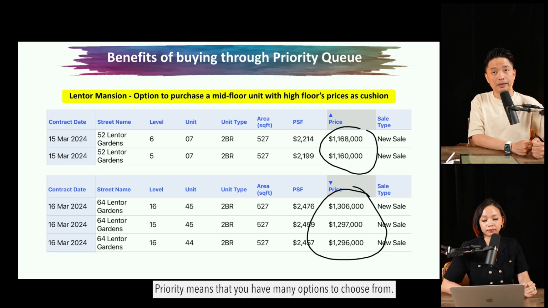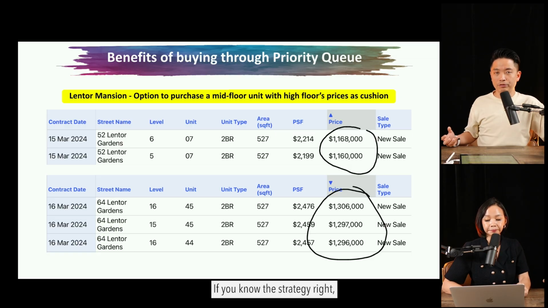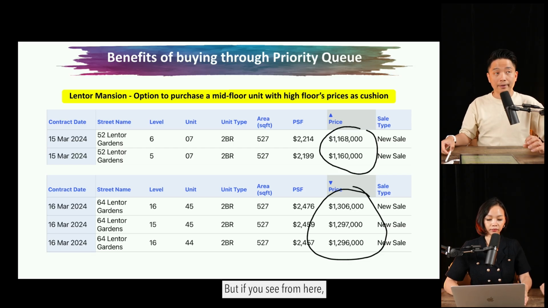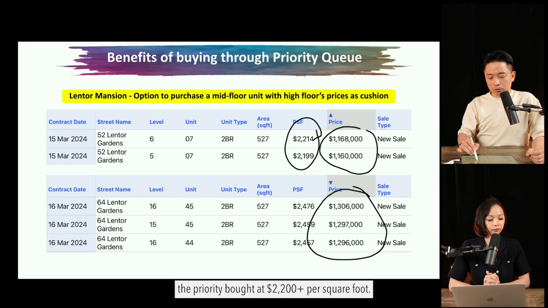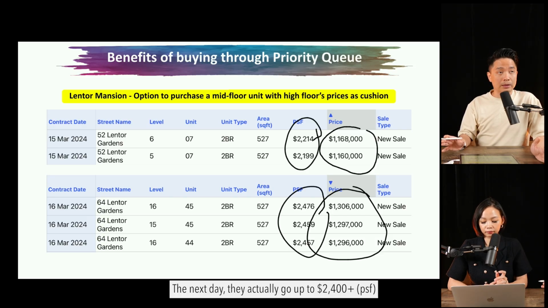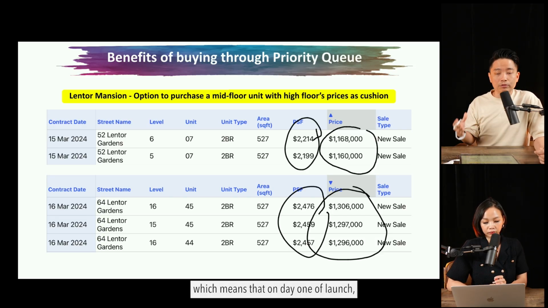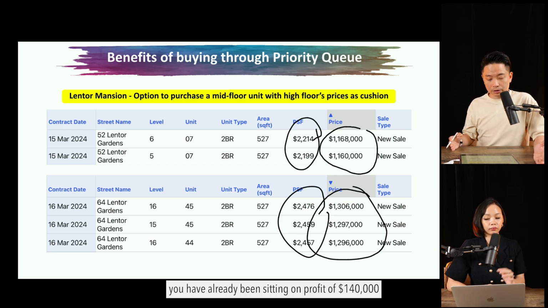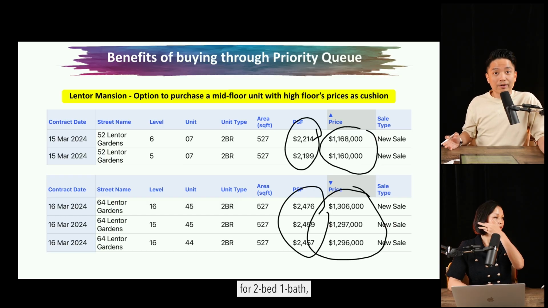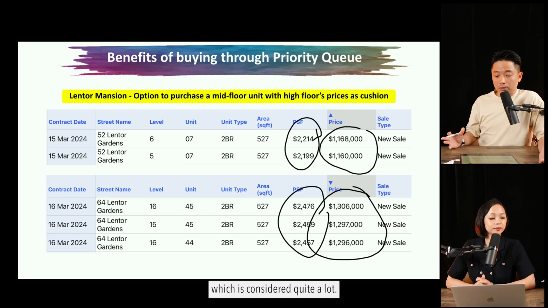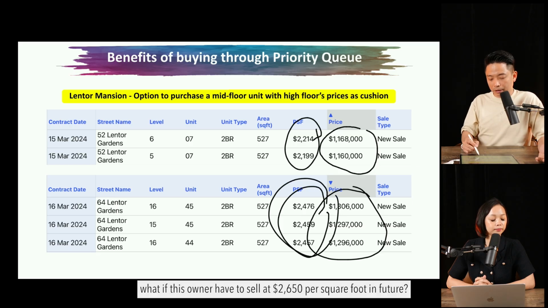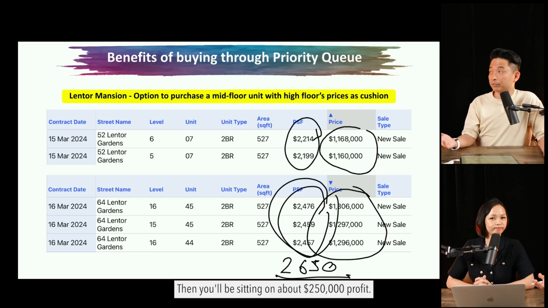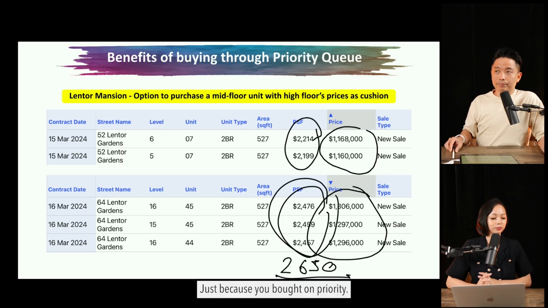Correct. Priority means you have many options to choose from. If you know the strategy right, you will be able to spot the right unit. Later we'll share with you. But you can see the priority bought at 2.2 plus per square foot, and the next day it went up to 2.4 plus. This means that on day 1 of launch, anybody who bought through priority is already sitting on a profit of about $140,000 for a 2-bed 1-bath, which is quite a lot. What if this owner has to sell at 2,650 per square foot in future? Then you will be sitting on about $250,000 profit, just because you bought on priority.